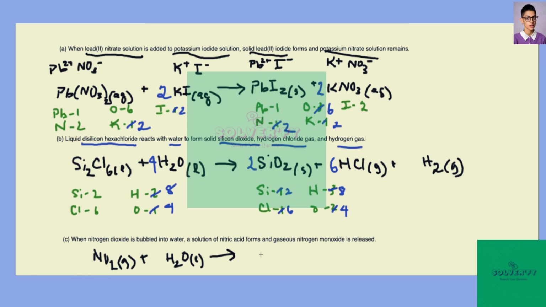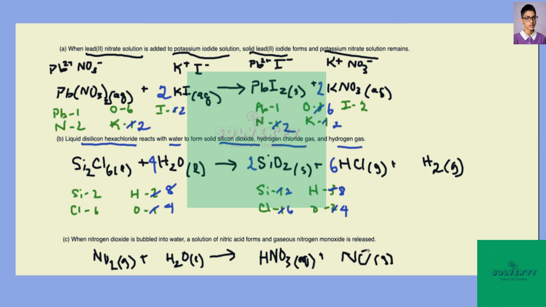The formula for the acids, you should know, and nitric acid is HNO3, and it's a solution, so it's aq, plus nitrogen monoxide, NO, 1 nitrogen and 1 oxygen, which is a gas.